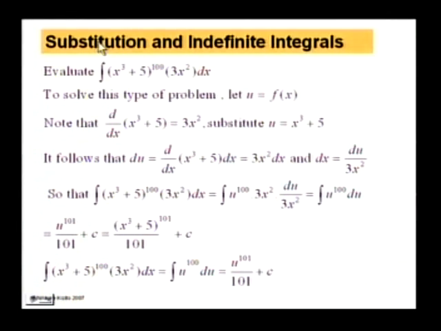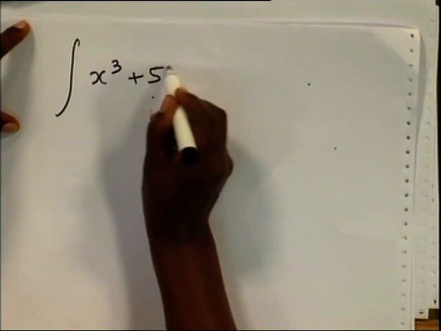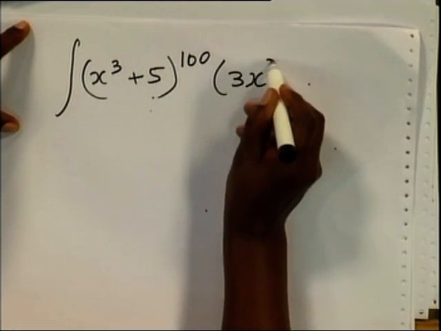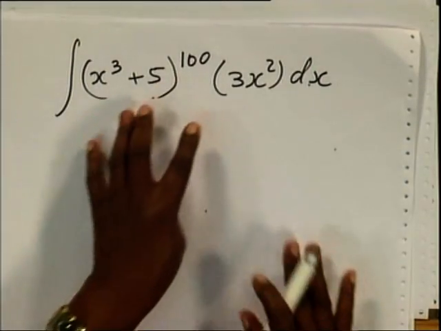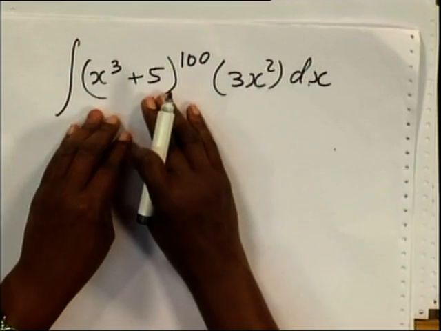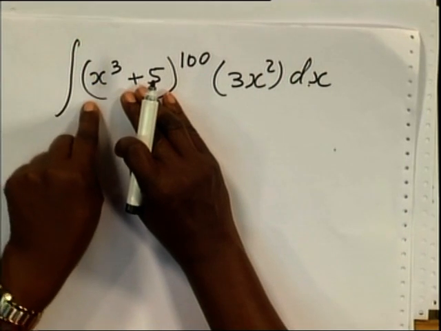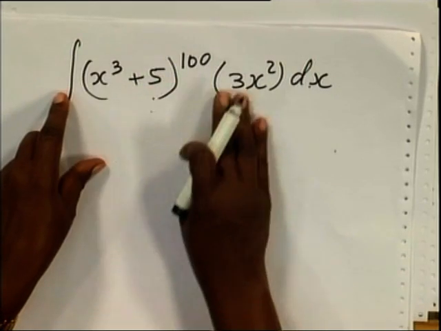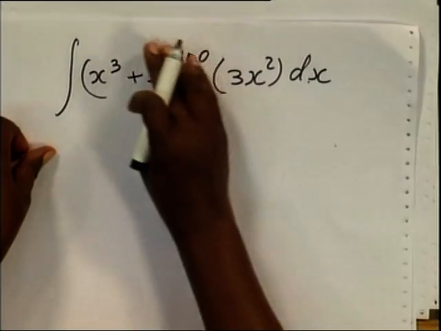Now substitution, you are going to have an example such as x cubed plus 5 all to the power 100 times 3x squared dx. Now, when you see this expression, remember the examples we have been dealing with, we just have one function, a base to the power, or a function of a function, and the top is the derivative of the bottom. Now here I'm faced with an expression with a power and times another function. Now this is where substitution comes in.